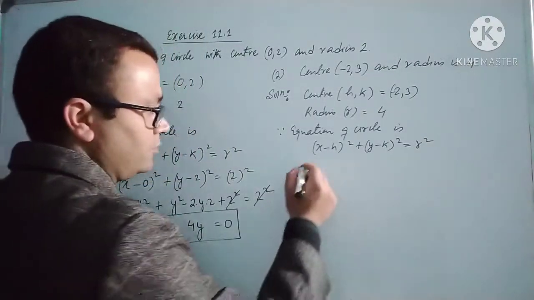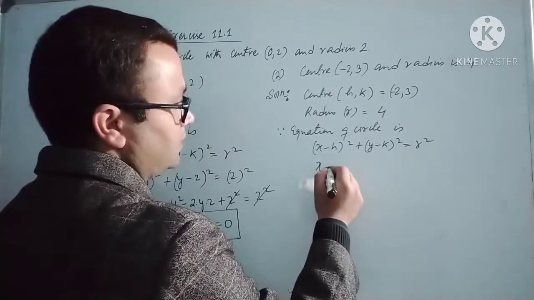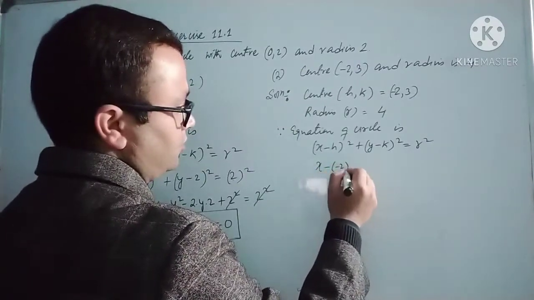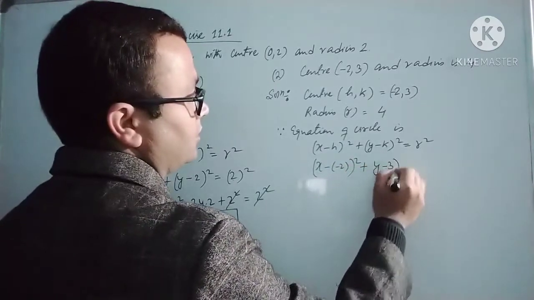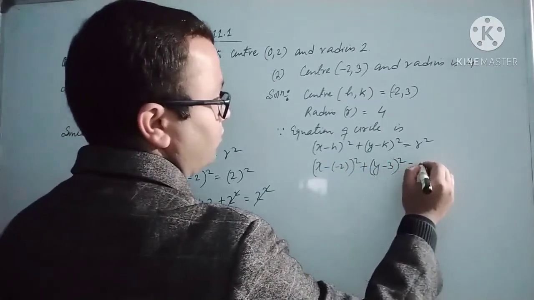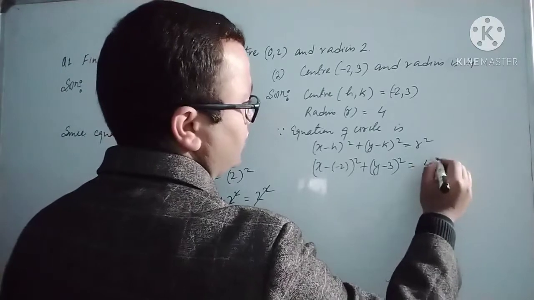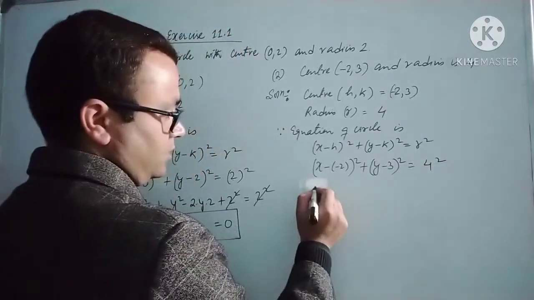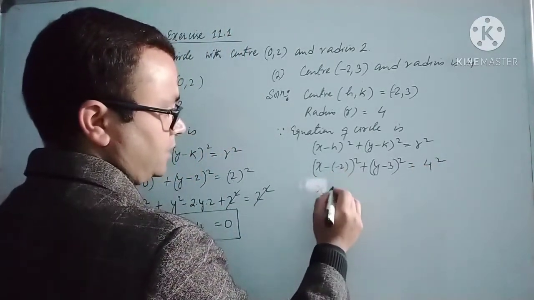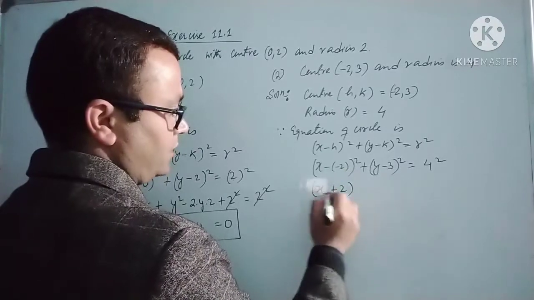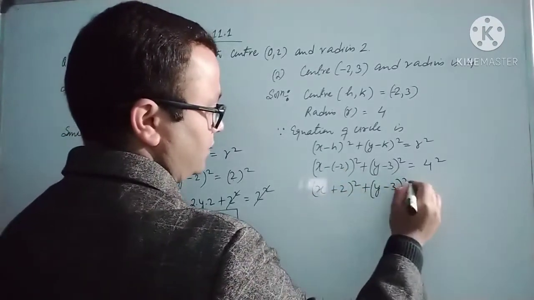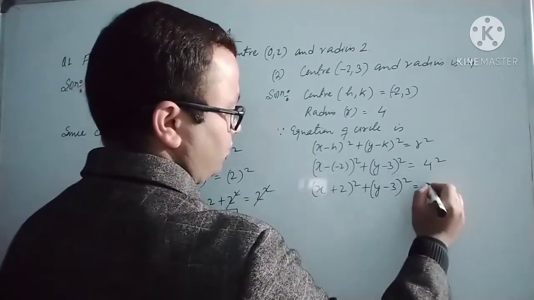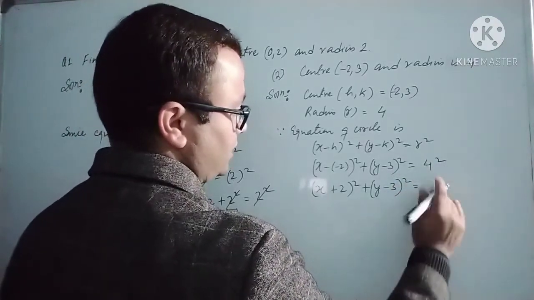Now put the values. (x + 2)² + (y - 3)² = 4². So x minus into minus is plus 2 whole square plus (y - 3)² equals 4 square. It is 16.